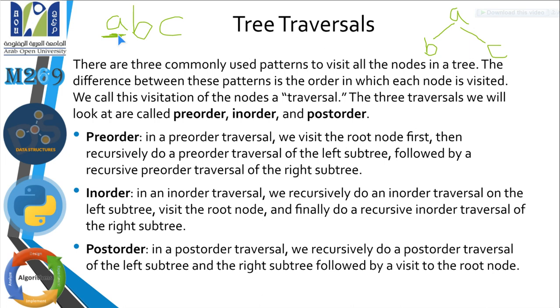So pre-order is done. Let's go to the post. Post means the root is at the end. So we start from left, B, then right, C, then root, A. So A, the root, is posted till the end of the order. So we have B, C, A.